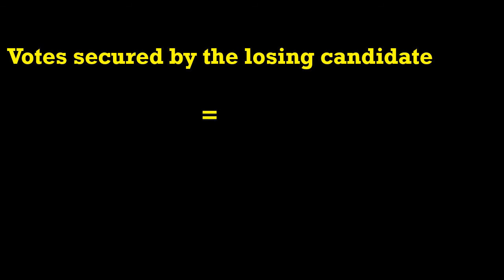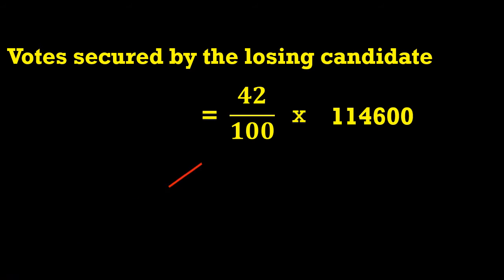Next is the votes secured by the losing candidate. So 42% was the vote received by the losing candidate. So therefore, we have taken 42% means 42 by 100, and we have cancelled 00. So 42 into 1146 will give us 48,132. So that is the votes secured by the losing candidate.